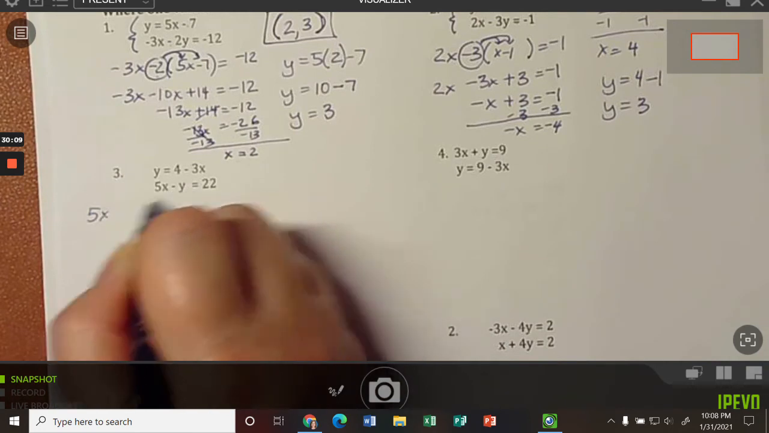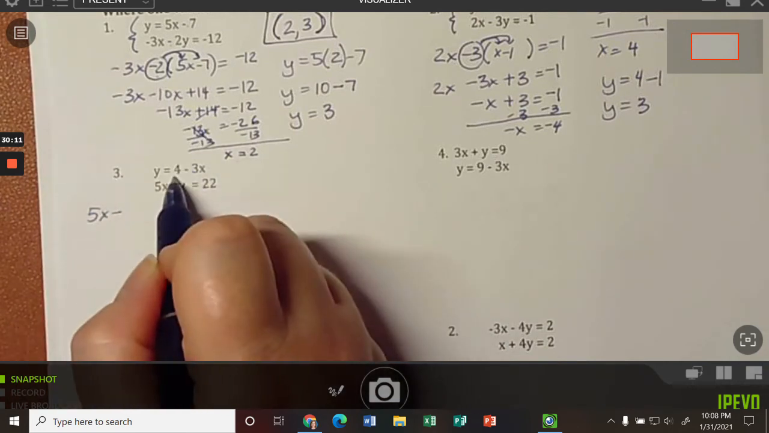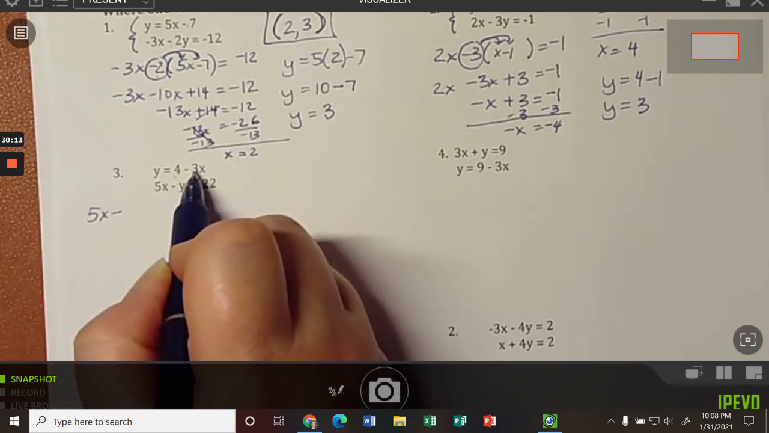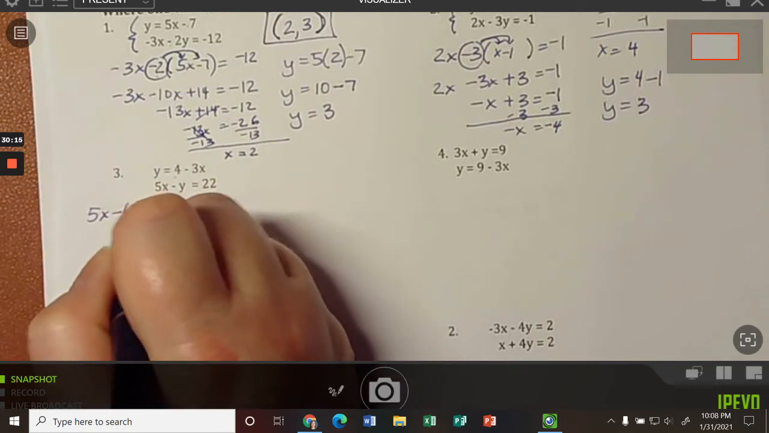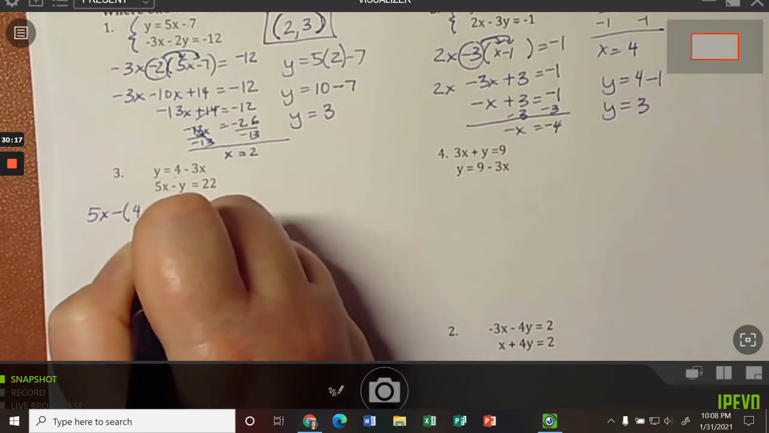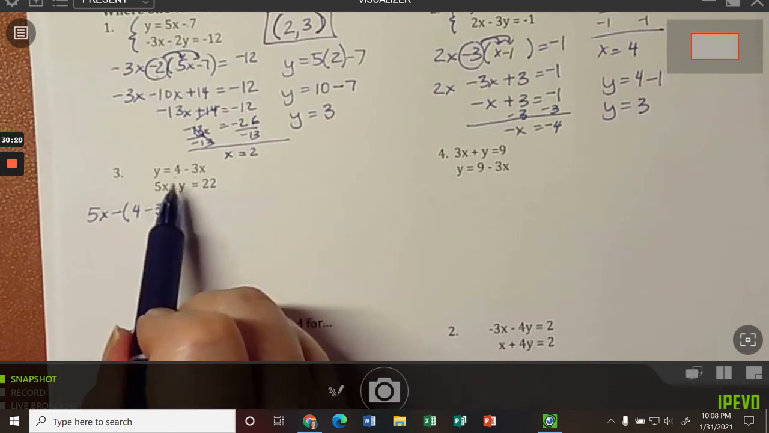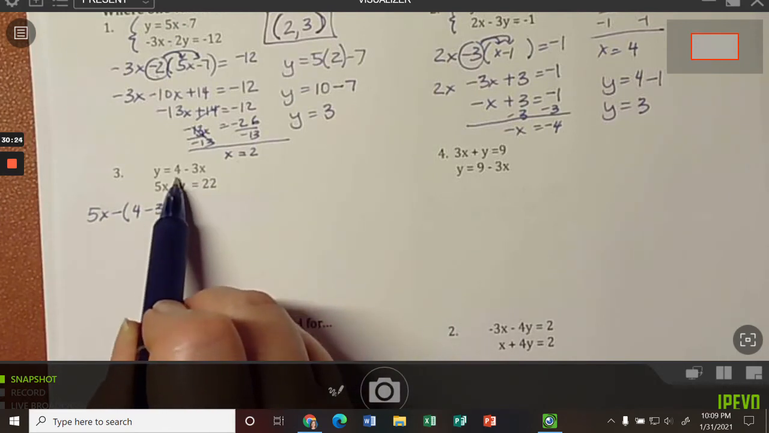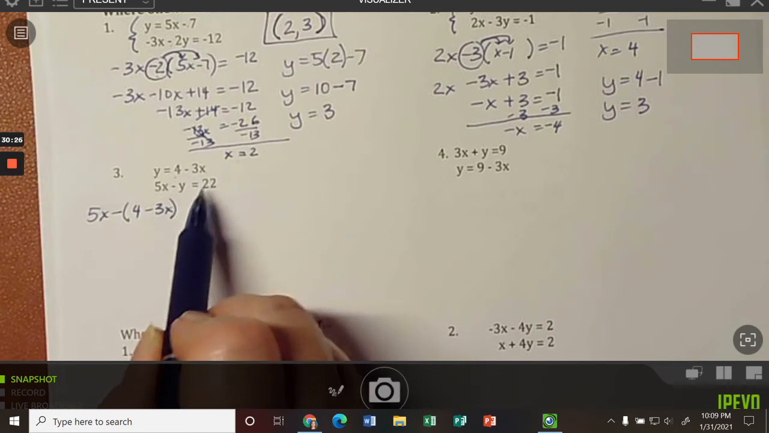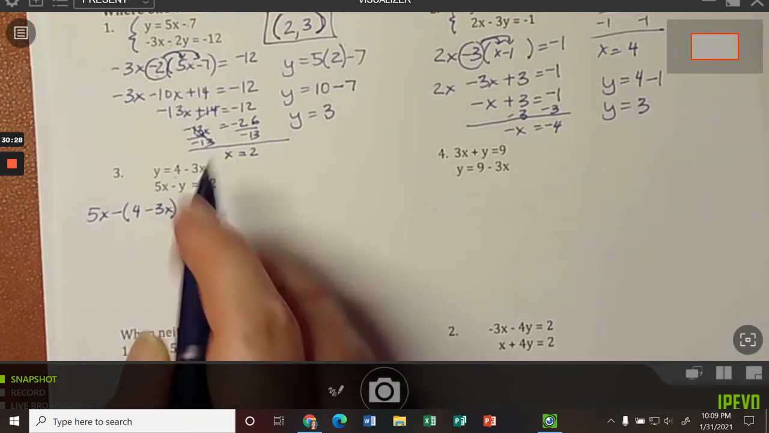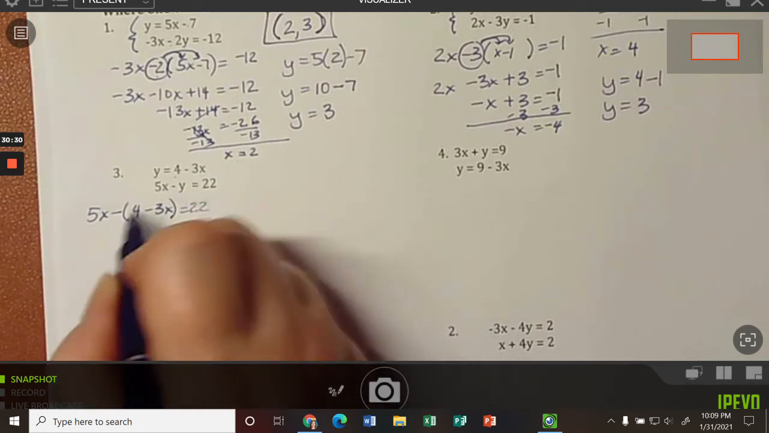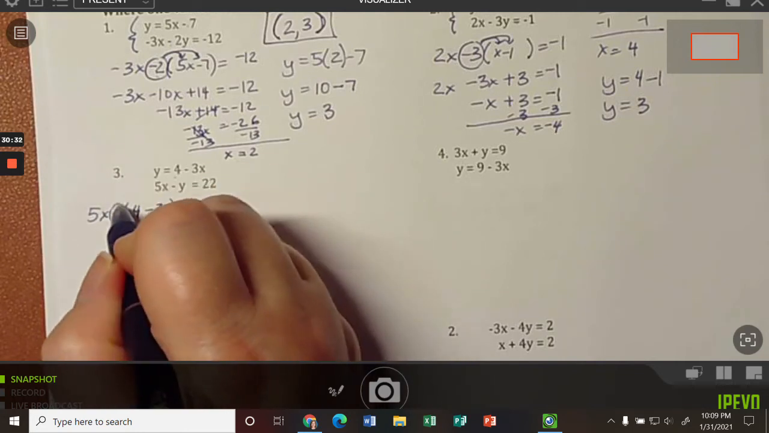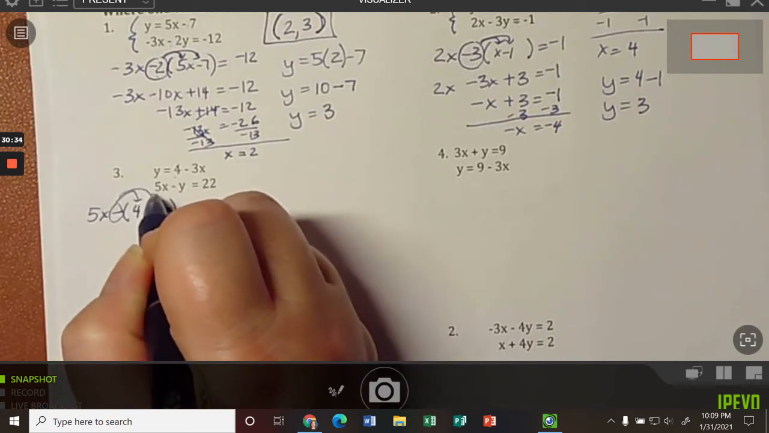Instead of minus y, we're going to say minus, well, what is y equal to? 4 minus 3x. And we're going to use parentheses so we don't make any mistakes with our signs. Okay, so instead of 5x minus y, we said 5x minus (4 minus 3x), and then bring down the equals 22. Then we're going to distribute that negative over the quantity 4 minus 3x.